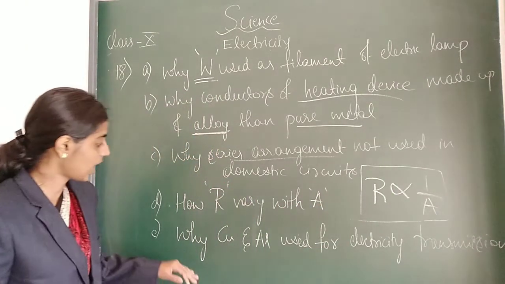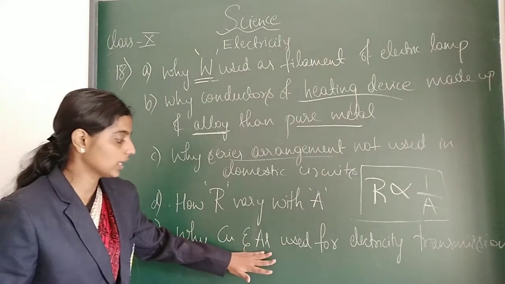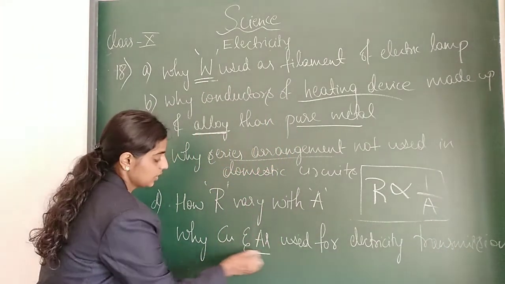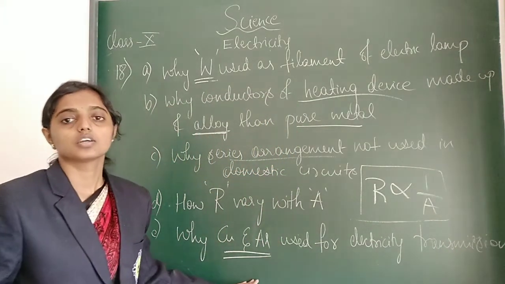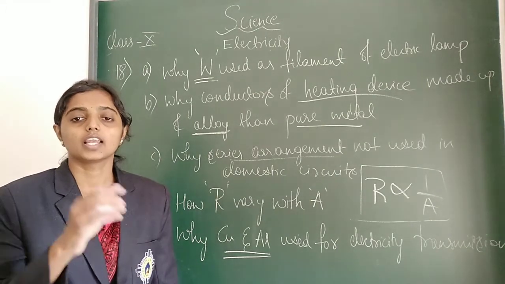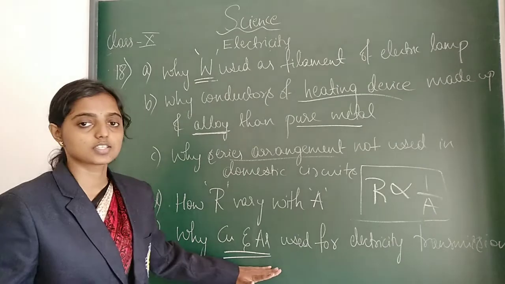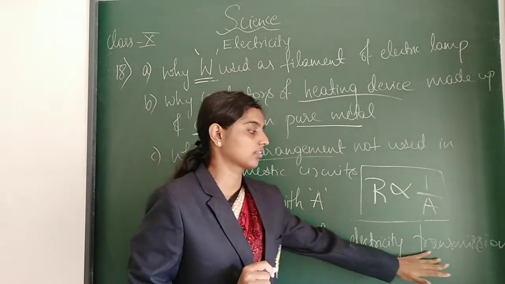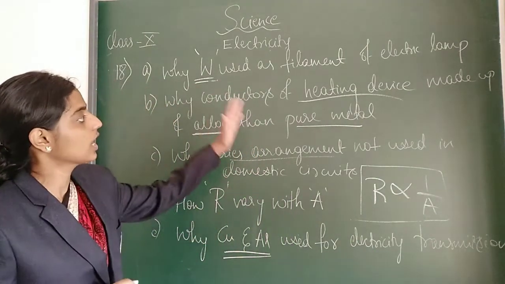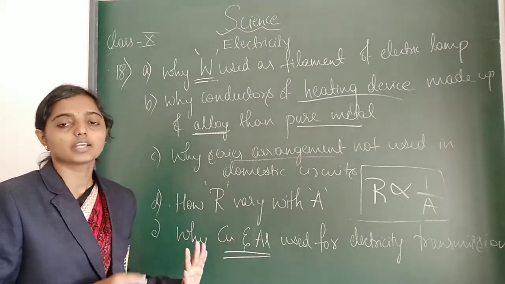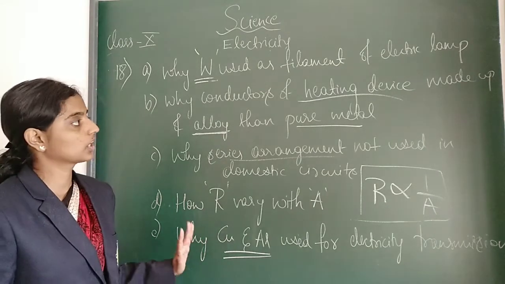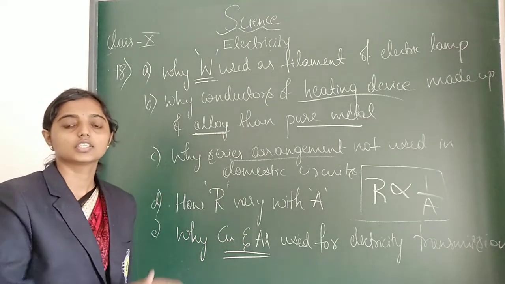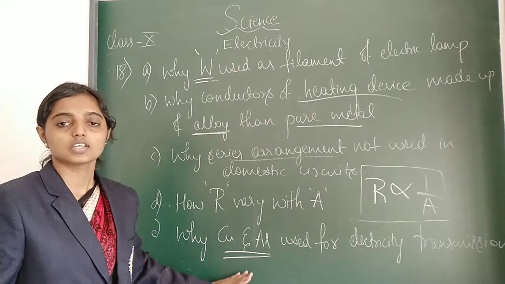And the last one is, why are copper and aluminium usually used for electricity transmission? See, both are metals, that means they are good conductors of electricity. Since they are good conductors of electricity and they have low resistivity, therefore they are usually used for electricity transmission. So these are the answers. Usually we get 1 or 2 marks for give reason questions. We should be thoroughly prepared. If we go back and learn all the theory, then we can easily answer these questions.